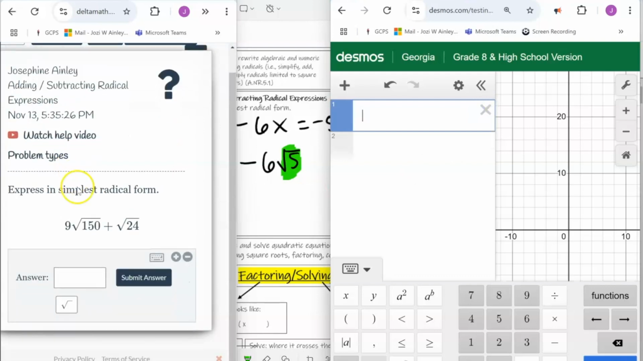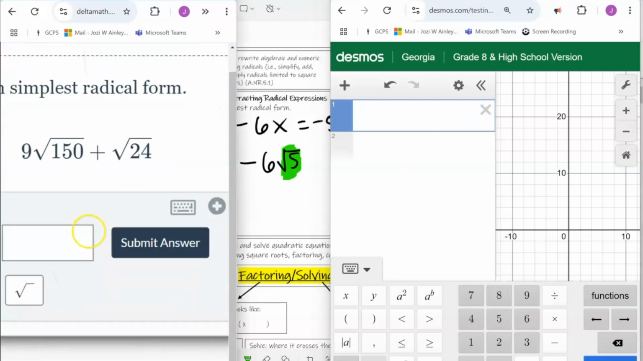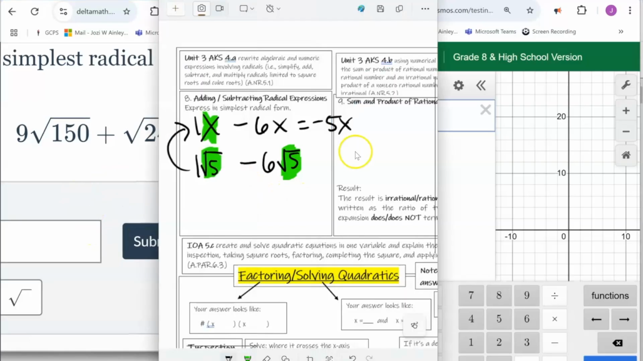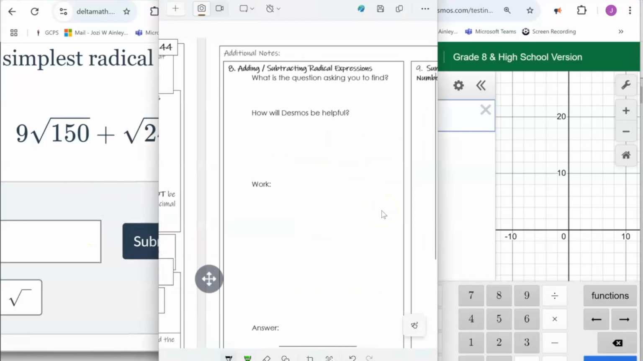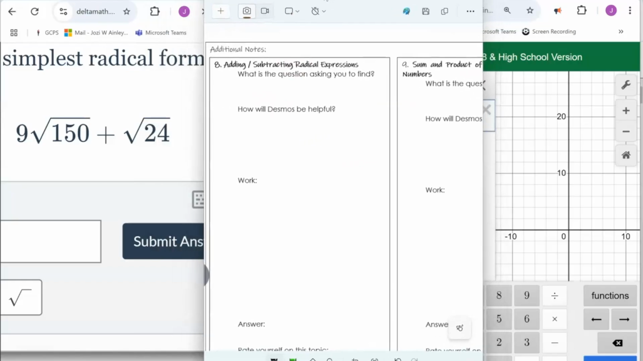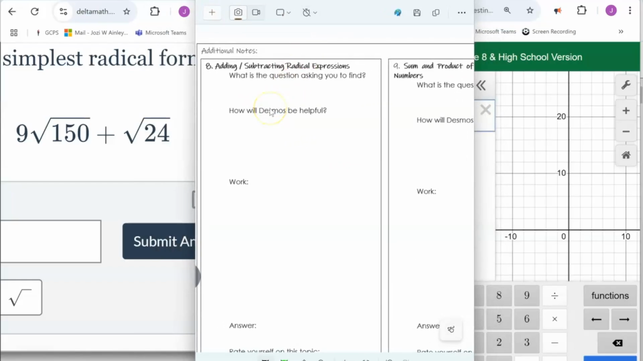Now let's get to one where you have to simplify. Are my radicals the same? No, they are not. Let's go ahead and write our question here. You don't have to do this question; you can write down any question that you like. It's up to you to find the questions that you need. What is the question asking you to do? It's asking you to find the sum, which can only happen if the radicals are the same.